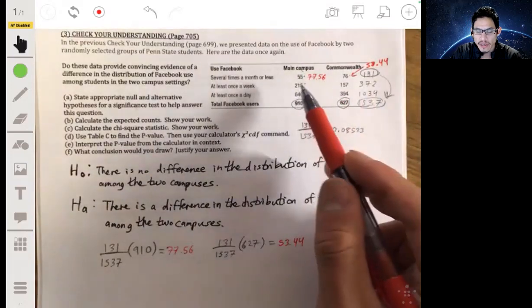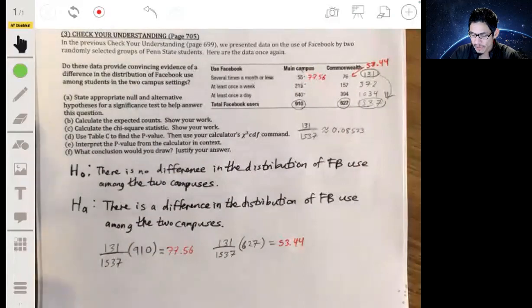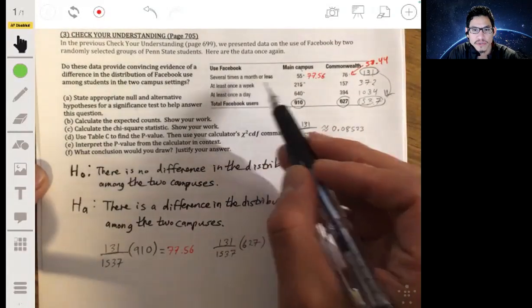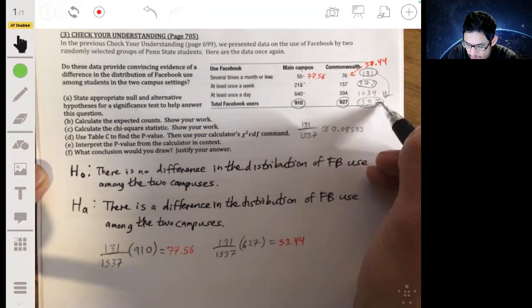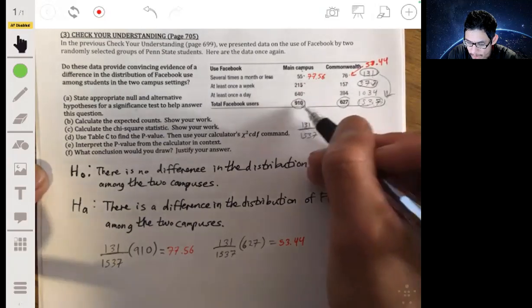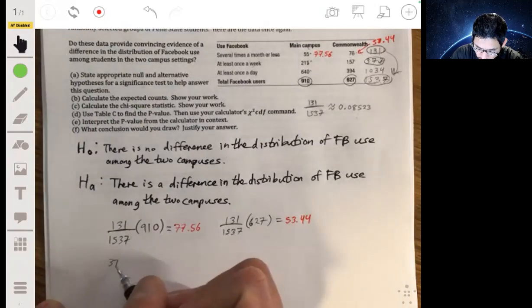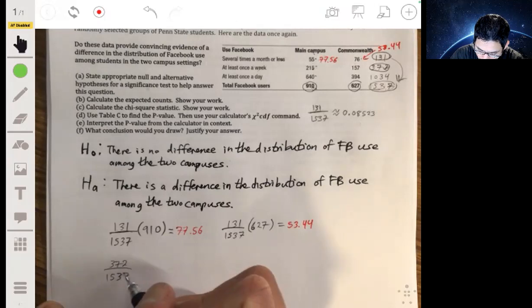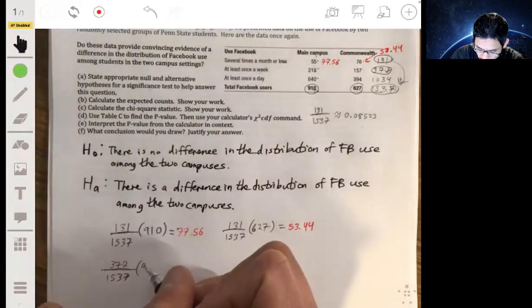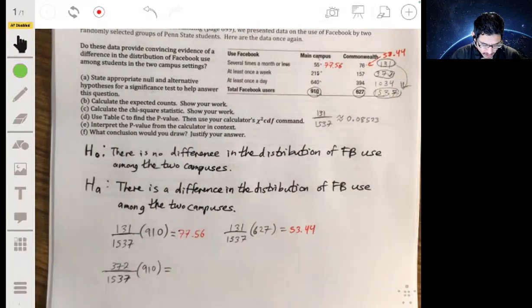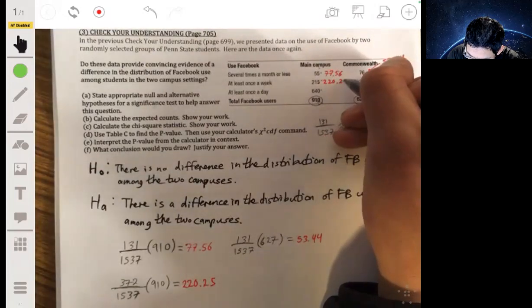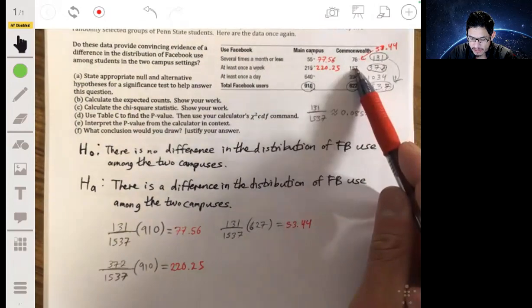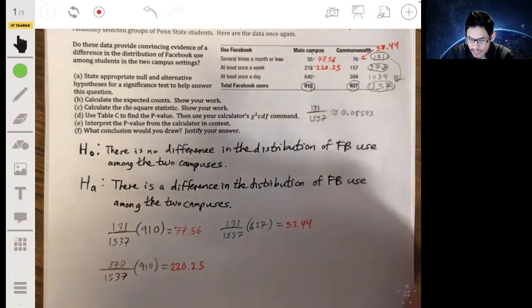And that logic applies for the other 4 values. So for the proportion that would use Facebook at least once a week, if we assume that there is no difference in distribution, you would take this number divided by this, that'll give you some percent, and you multiply this proportion by 910. So it'll be 372 over 1537, multiplied by, again, 910 for that one. We get 220.25 right here. And then to find the expected count here, you would take that proportion, 372 over 1537, and then multiply it by 627.